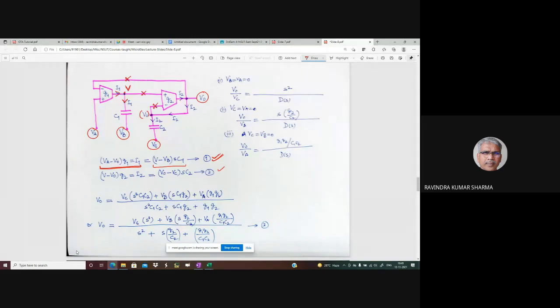Yes, sir. Now see this, I2 क्या होगा? This voltage minus this voltage times G2. So V minus V naught times G2 is I2. Is that fine?